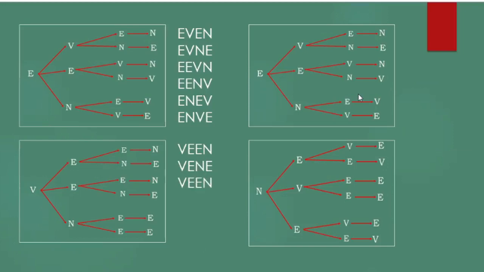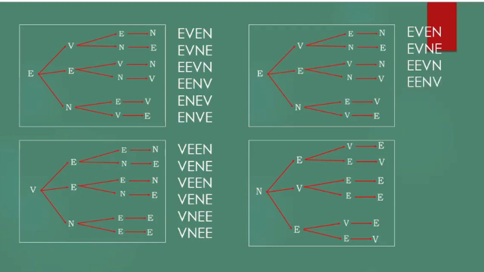For this area, we have VEEN, VENE, VNEE. Then for the letter E, we have EVEN, EVNE, EEVN, EENV, ENEV, and so on and so forth.